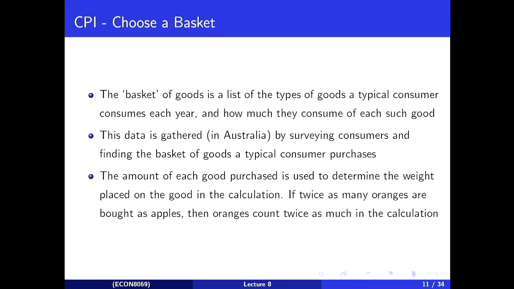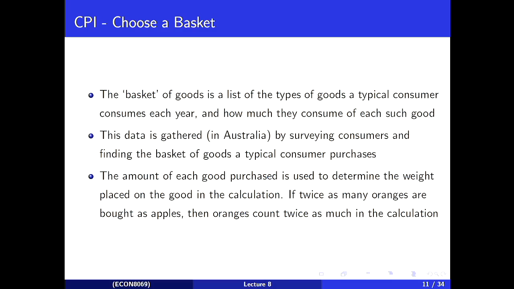Excellent. So the basket of goods is just a list of the types of goods a typical consumer consumes each year and how much of that good they consume. In Australia, this is gathered by surveying consumers, by just talking to people and asking them how many apples did you buy, how many bananas did you buy, how much housing did you buy, how much healthcare did you buy. They just go and ask about the amount of stuff that you purchase. The amount of each good purchased is going to end up being used to determine the weight placed on that particular good when we calculate the CPI.